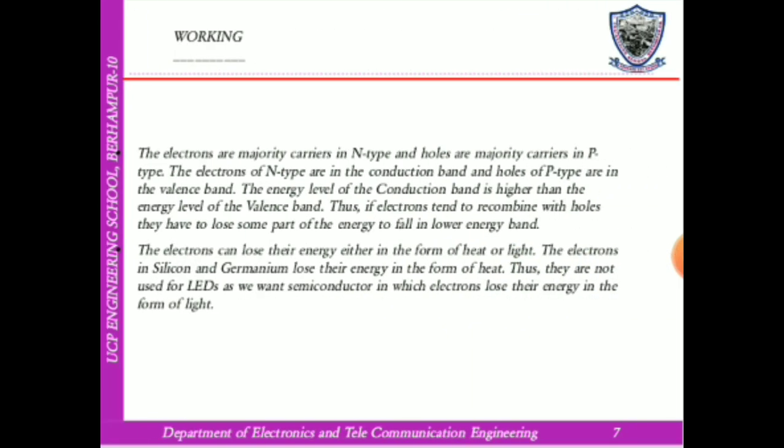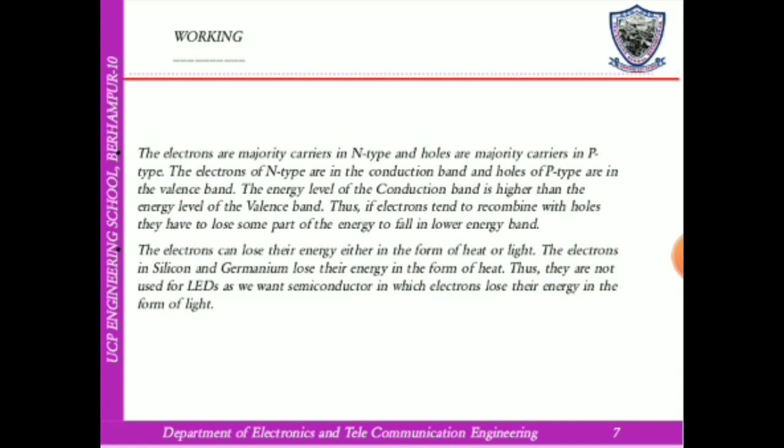Working of LED. The electrons are the majority carriers in N-type and holes are the majority carriers in P-type. The electrons of N-type are in the conduction band and the holes of P-type are in the valence band. The energy level of the conduction band is higher than the energy level of the valence band. If the electrons tend to recombine with holes, they have to lose some part of their energy as they fall into the lower energy band. The electrons can lose their energy either in the form of heat or light.